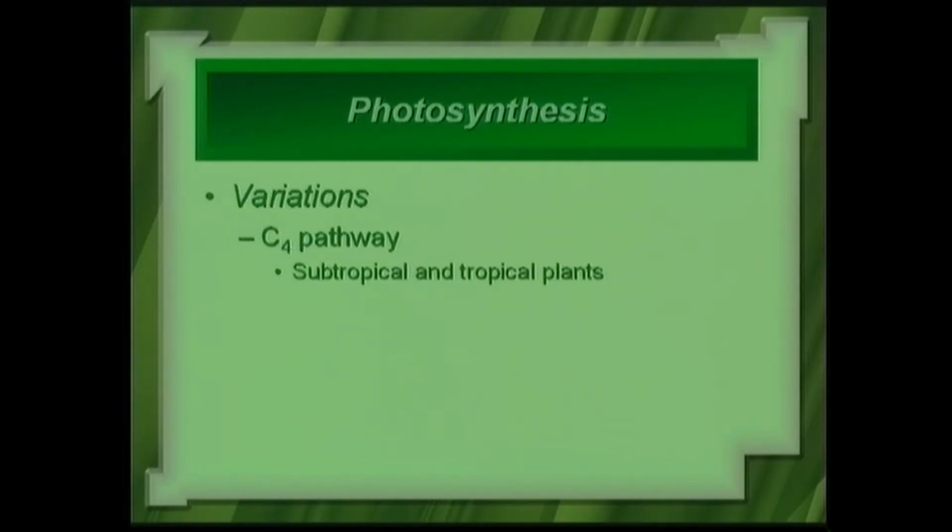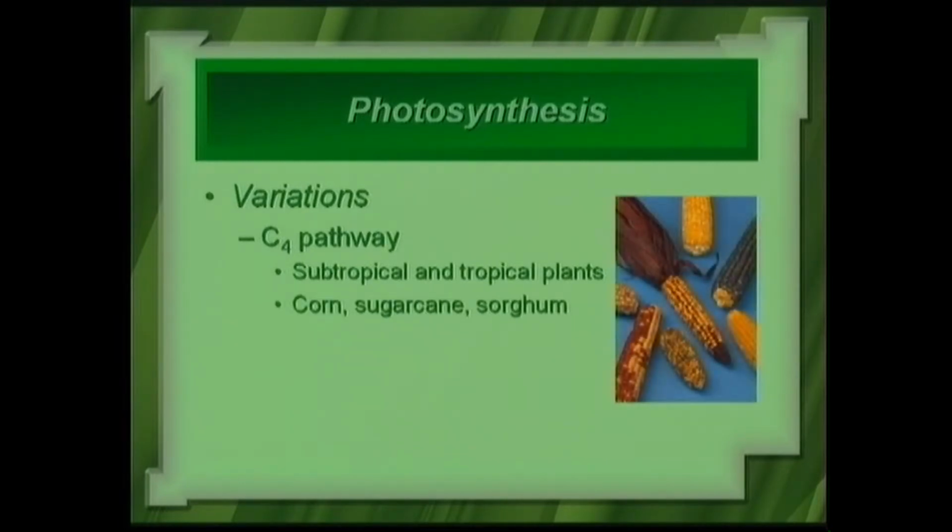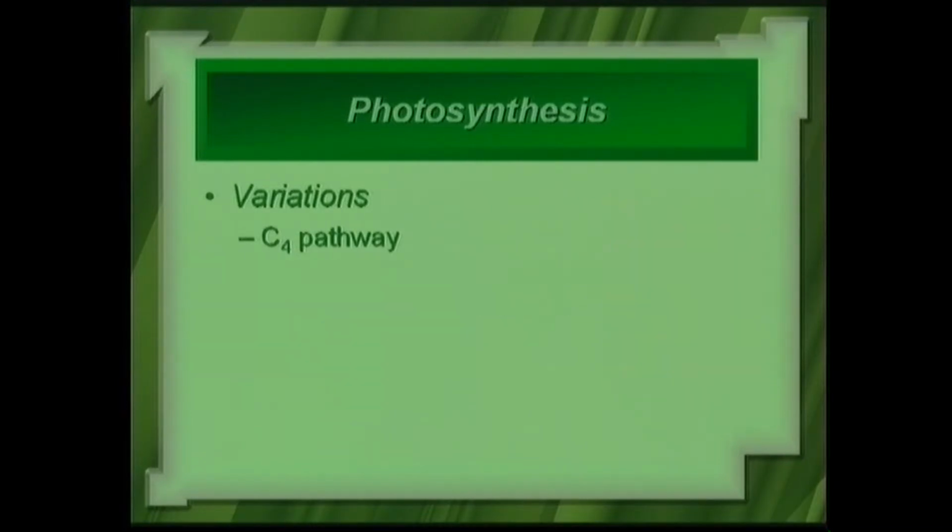Usually the C4 pathway tends to happen mostly in subtropical and tropical plants, especially subtropical and tropical grasses, including very important corn, also known as maize, Zea mays, sugarcane, which is a Saccharum species, and sorghum as well. These are tropical grasses, very important food sources and energy sources for us humans. Here we saw some very beautiful ears of corn.